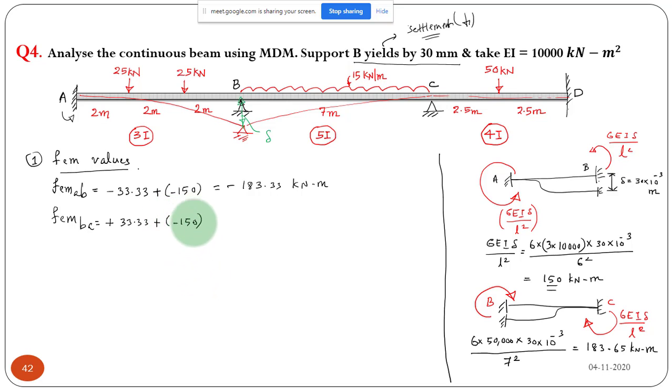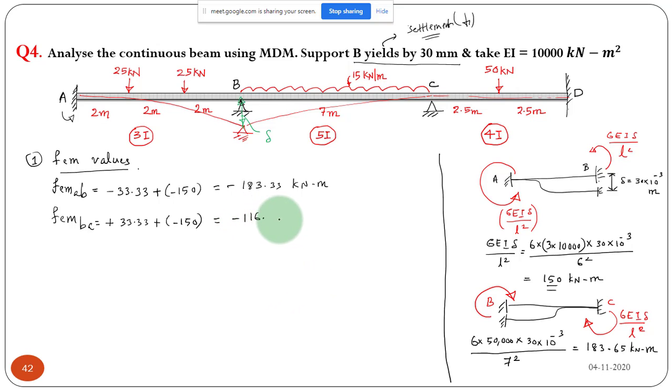You should not always add. You take the net value, the algebraic sum. Clockwise moment you take positive, anti-clockwise moment you take negative. You keep the sign always. That is why even though you are writing 33, you keep the positive sign there, so that you will not get confused later on whether it is positive or negative. Always write positive and negative both. So plus 33 and this minus 150. Why minus? Because this moment is anti-clockwise due to settlement. So 33 minus 150, you will get minus 116.